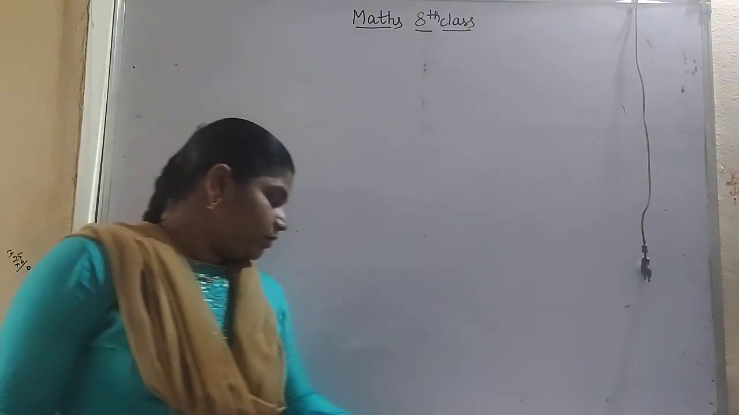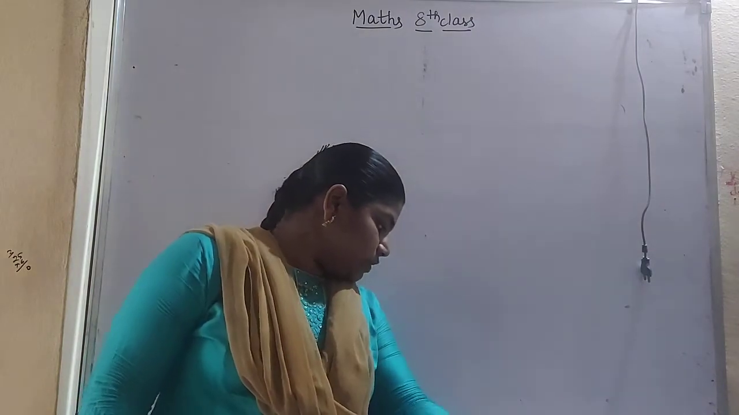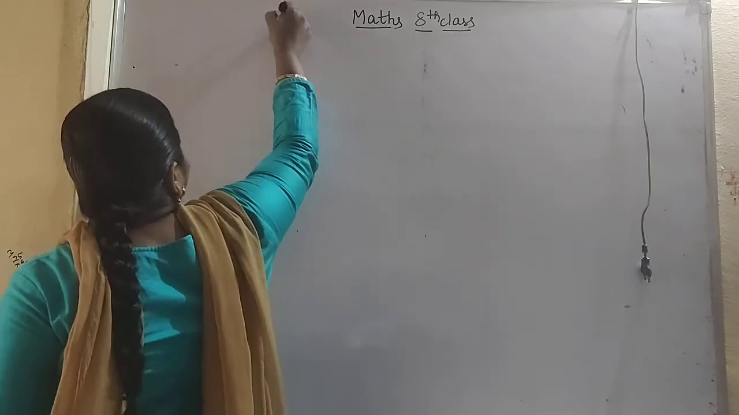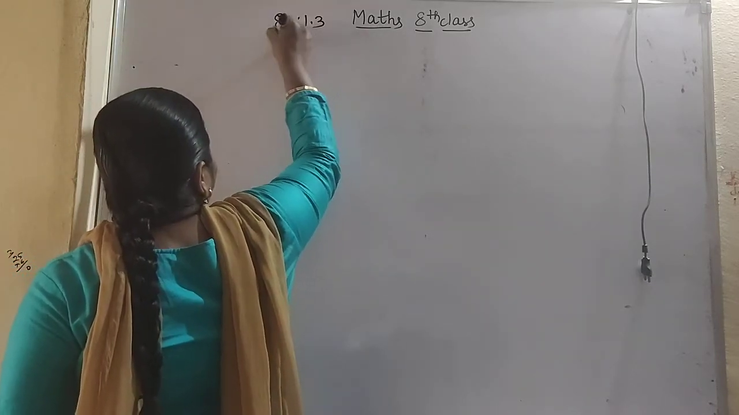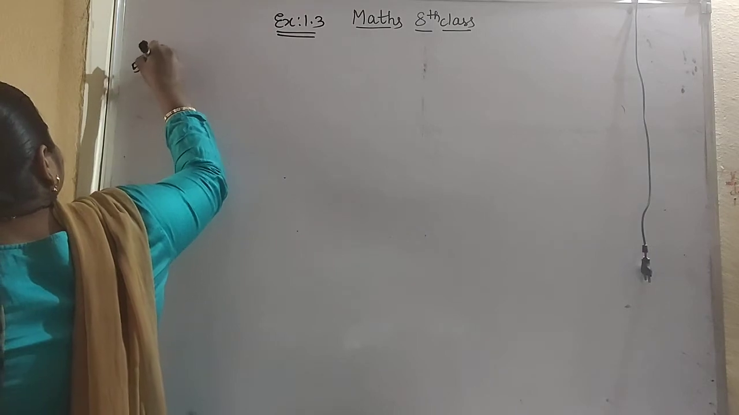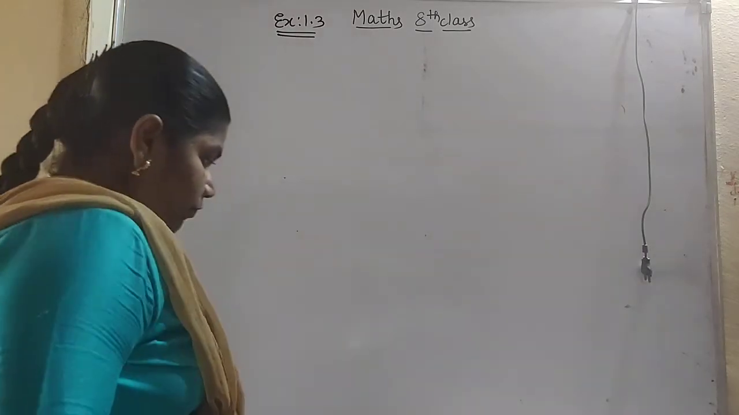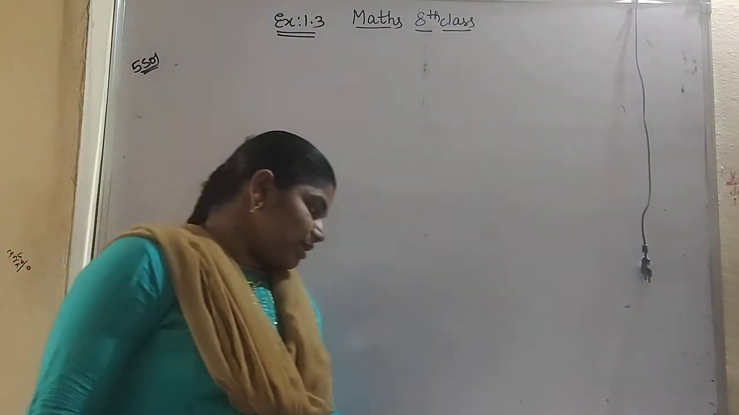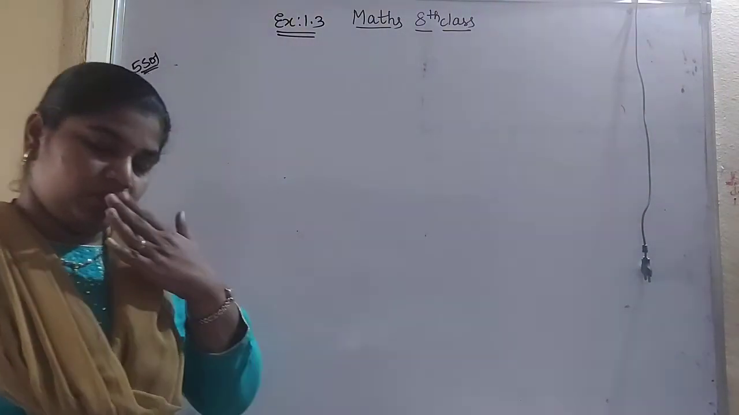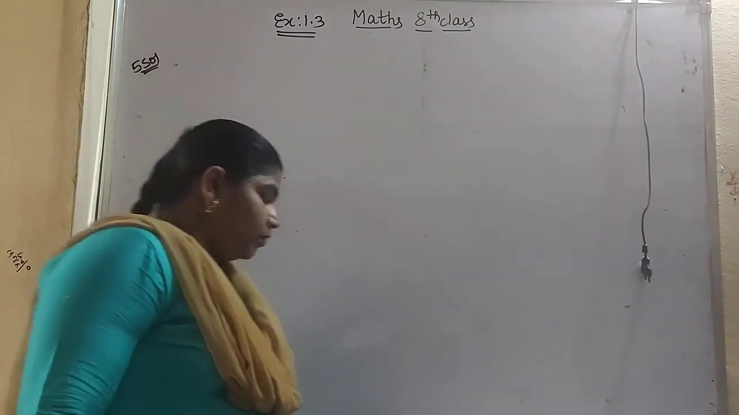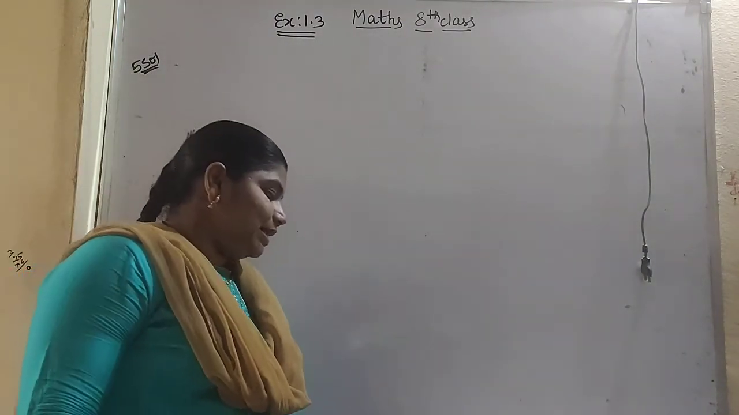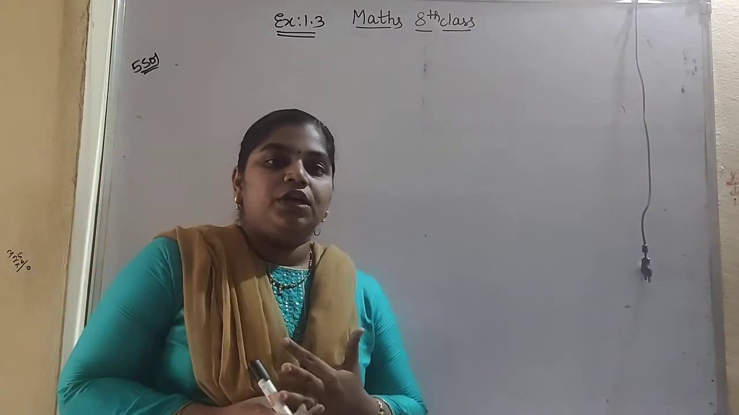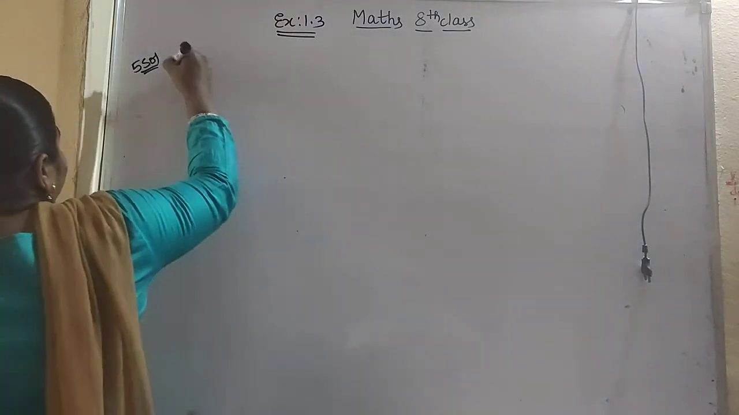So good morning everyone. Now we are starting our next question, that is the fifth one in exercise 1.3. Fifth solution. If 2 by 5 of a number exceeds 1 by 7 of the same number by 36, we have to find the number. So here we are taking the number as x. So let the number be x.